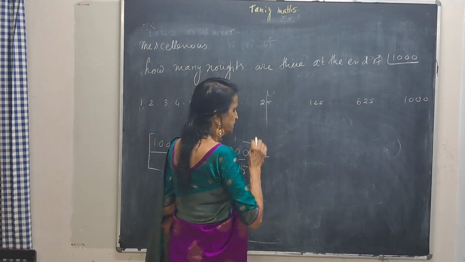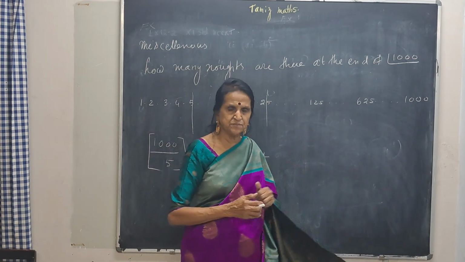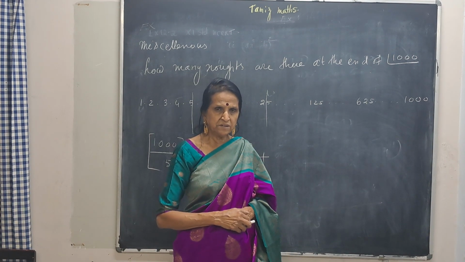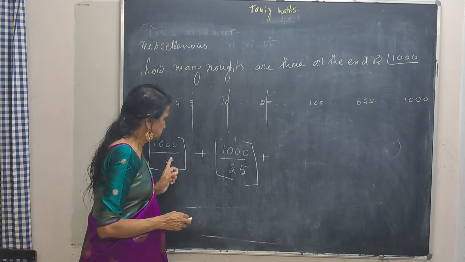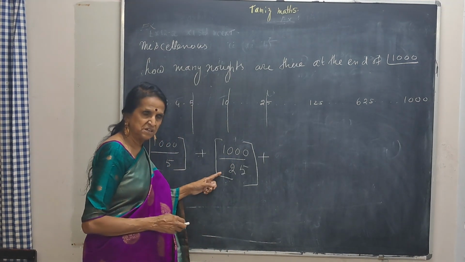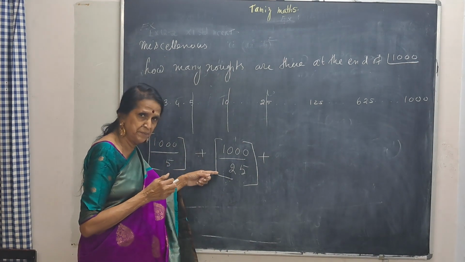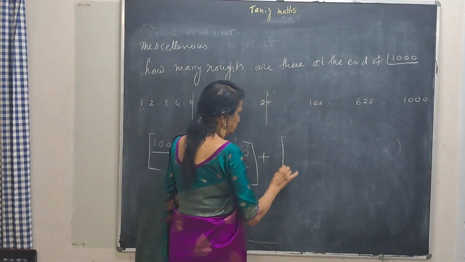Plus, every 125th place, there is 5 three times. But one 5 is not counted in this or in this. There will be three 5s. One 5 will be counted in this, one 5 will be counted in this, one 5 won't be counted. So that will be counted in.